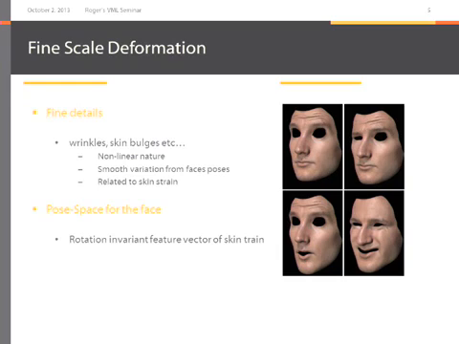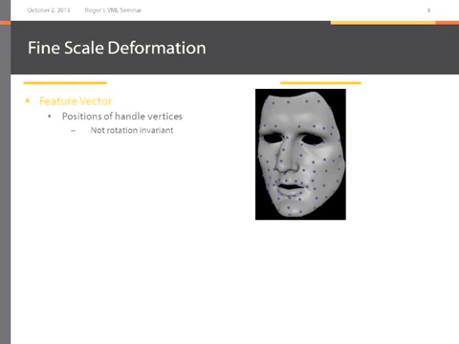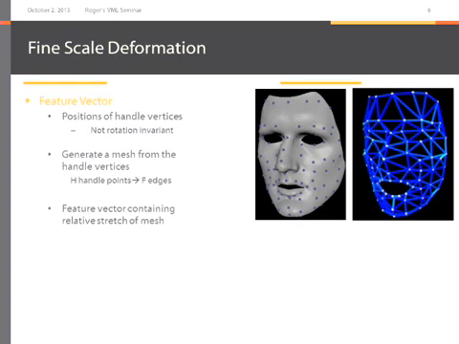So in this case, because the face can move, they want something that is rotation invariant, and it's somehow related to the skin strain. Skin strain. Not, that would be creepy, but yeah. So to do this, they create a feature vector. So we cannot use the position of the handle vertices because if you translate or rotate, then everything changes. So that's not good. So what they do is first they generate a mesh from the handle vertices, like this.